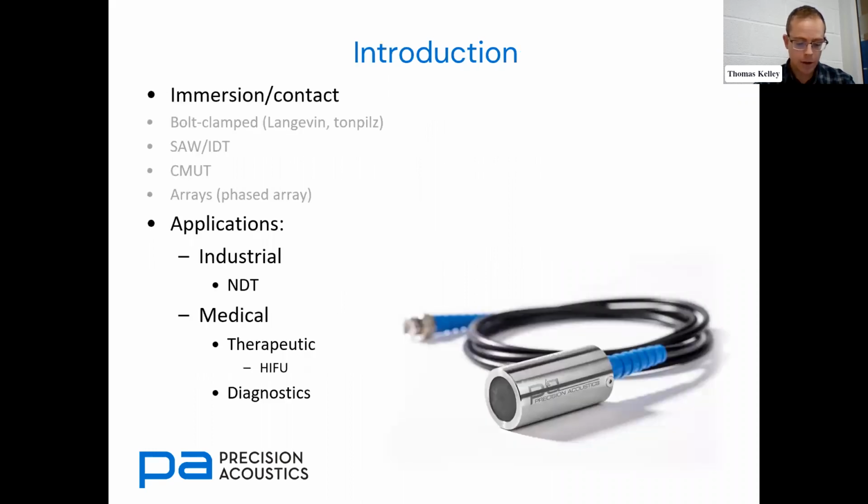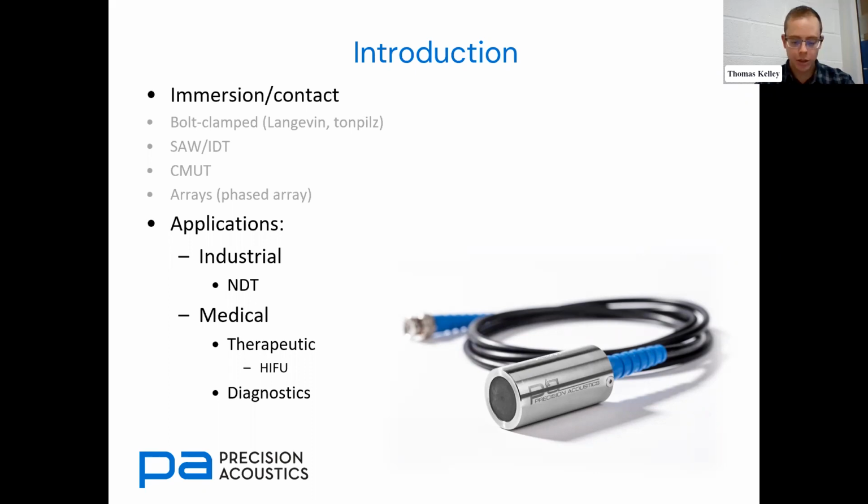So, as I just said a minute ago, we're focusing today on immersion or contact type transducers. There are plenty of other types of transducer in existence. So you may have phased arrays, surface wave transducers, bulk clamp designs, so the Langevin or Tonpilz style for high power applications, CMUTs, EMATs, MEMS, etc. But you know, all of them could fill their own hour-long slots by themselves. So we're going to focus it down today to the immersion or contact style.